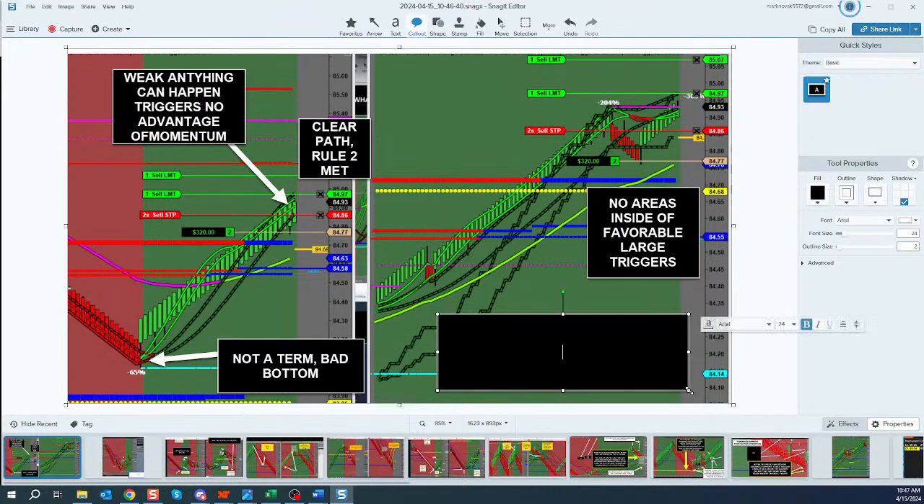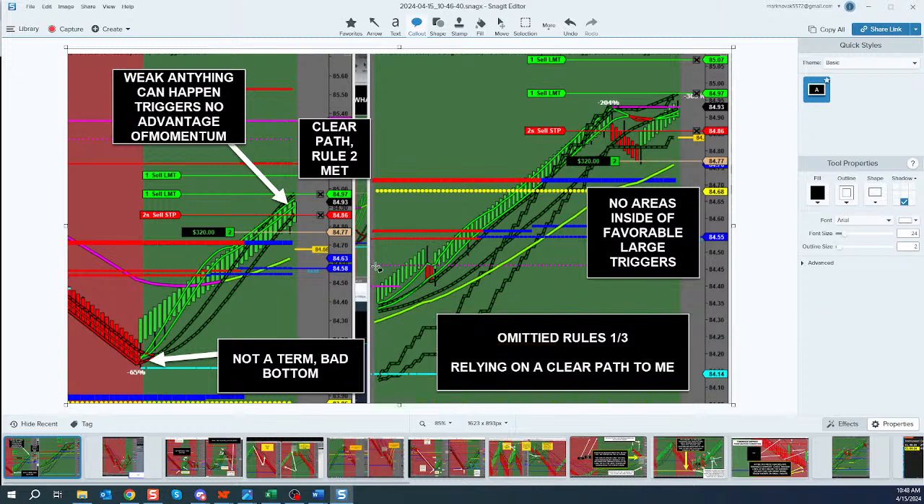So if I just look at your charts for grins, Marum, I have omitted rules 1 and 3, which means I'm relying on a clear path to pay me. Does that make sense? So I'm not saying that it's not a great trade and I'm not happy about what happened to you, but my goal is always consistency, right? Like, how can I do this over and over? How can I do the same thing over and over?